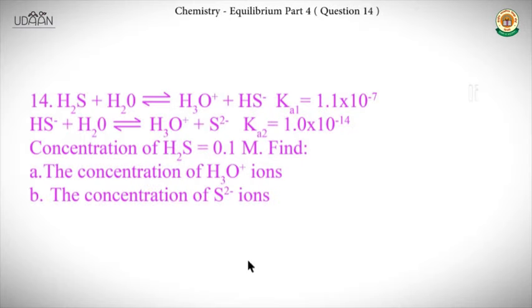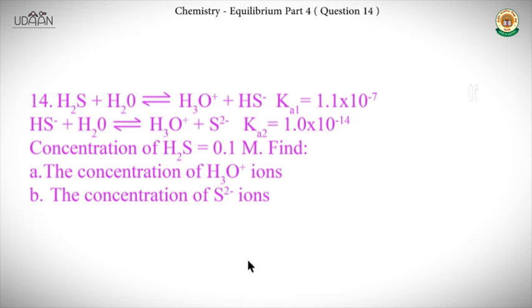So here comes question number 14, and it says H2S plus H2O is in equilibrium with H3O positive plus HS minus, and the Ka1 for this reaction is 1.1 into 10 to the power minus 7. And secondly, HS minus plus H2O gives H3O positive plus S2 minus, and Ka2 for the reaction is 1 into 10 to the power minus 14. We are given that the concentration of H2S is 0.1 molar, and we have to find, one, the concentration of H3O positive ions, and secondly the concentration of sulfide ions.